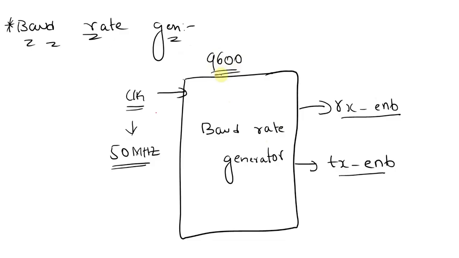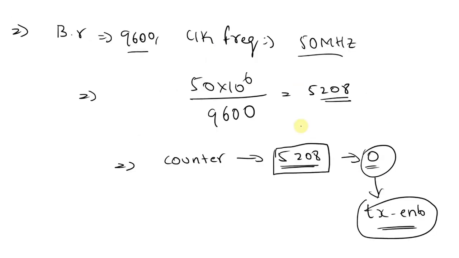What is a baud rate generator? The baud rate generator has the clock, that is 50 megahertz, and the baud rate is 9600. It has receive enable and transmit enable.